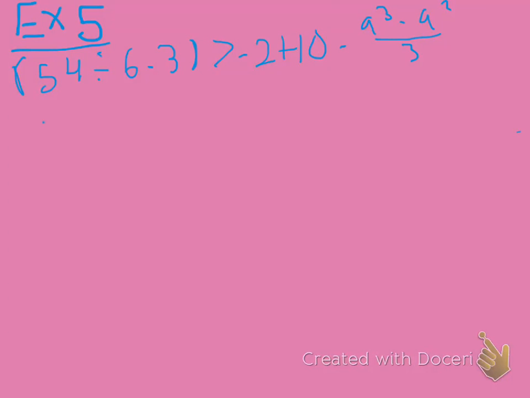For a fifth example, it is 54 divided by 6 minus 3 in parentheses, and on the outside of the parentheses is 7 minus 2 plus 10 minus 9 to the third power minus 9 to the second power over 3. So for PEMDAS, we have to do it in order. First we have to do the parentheses. In the parentheses, we have division, which is 54 divided by 6 is 9, minus 3, and then the rest is on the outside.